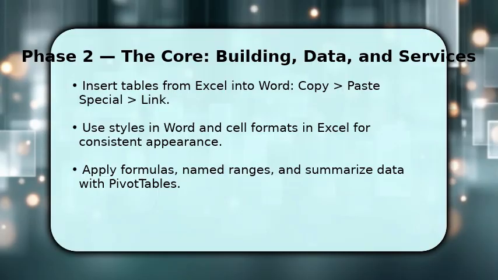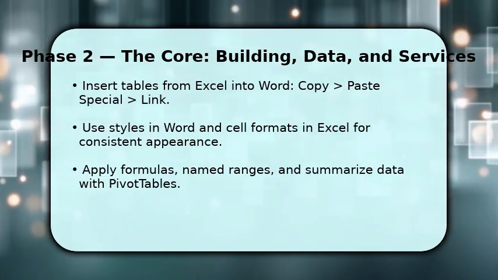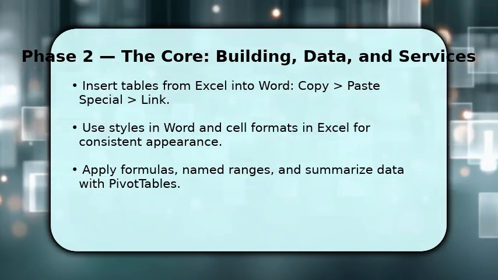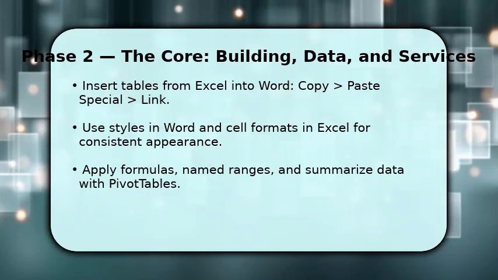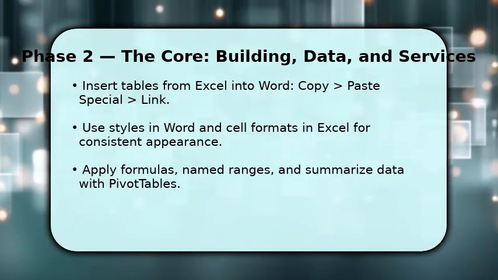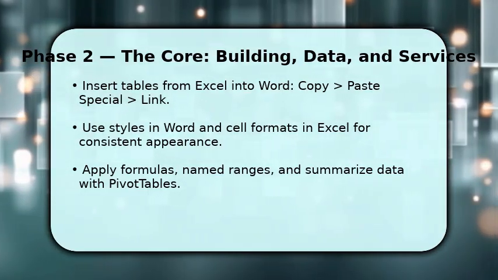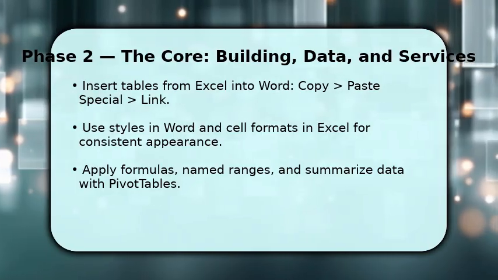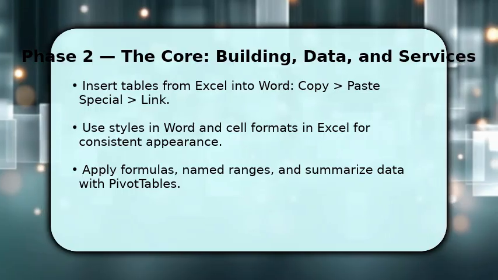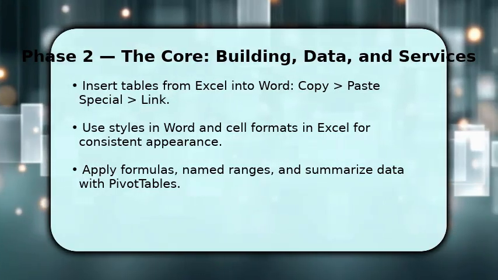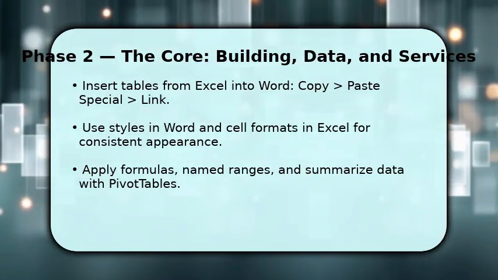Start in Excel, clean data, apply formats, and create named ranges or pivot tables so your numbers are reliable. Then copy the range, and in Word use paste special with link to keep data live. Once linked, updates flow both ways, so change a figure in Excel and Word reflects it. Also apply Word styles for headings and captions to keep automated numbering and table of contents working properly.